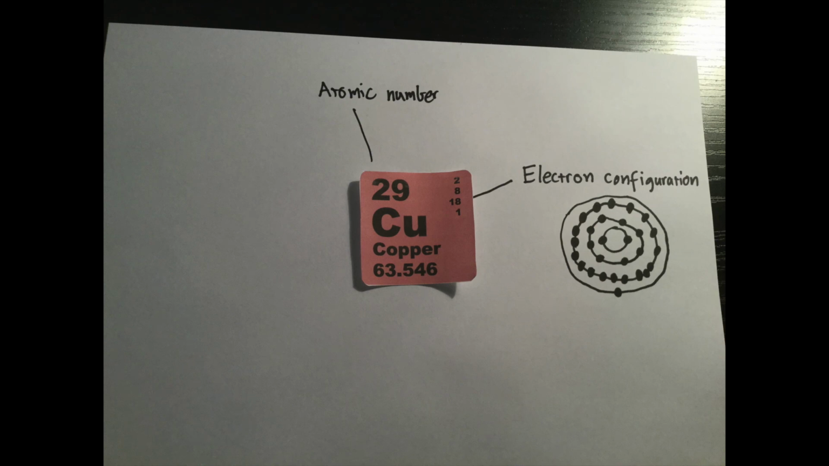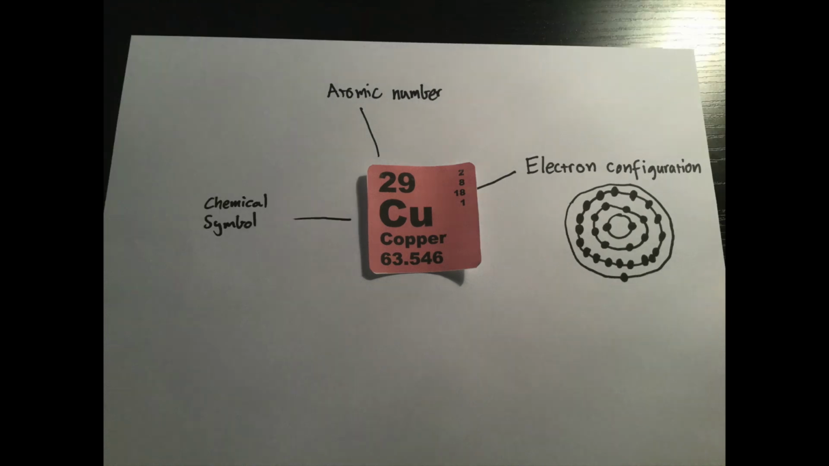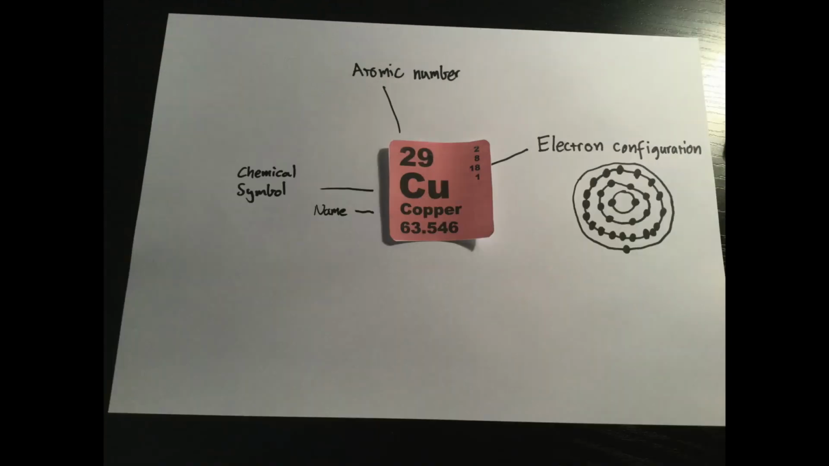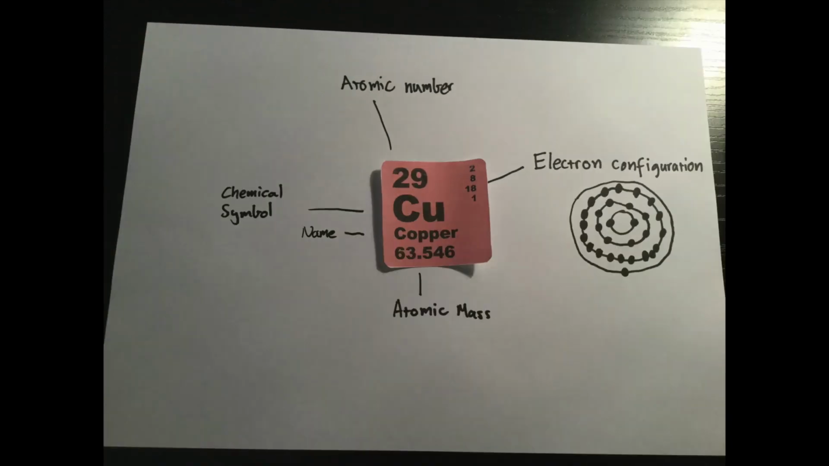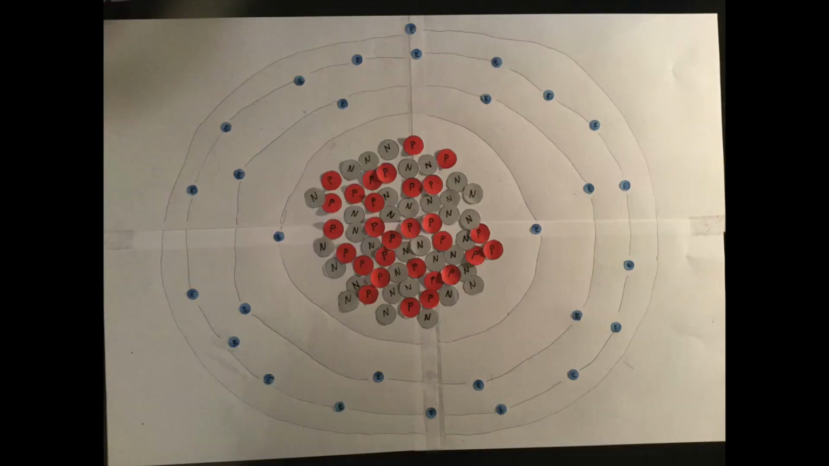Above, we can see the number 29. This is the atomic number, and it represents the amount of protons in the nucleus of the copper atom. This number will always be copper specific. The two large letters, a capital C followed by a lowercase u, is the chemical symbol for copper. We have the name of the element, and lastly the atomic mass, which is the overall weight of the atom including protons, neutrons, and electrons.